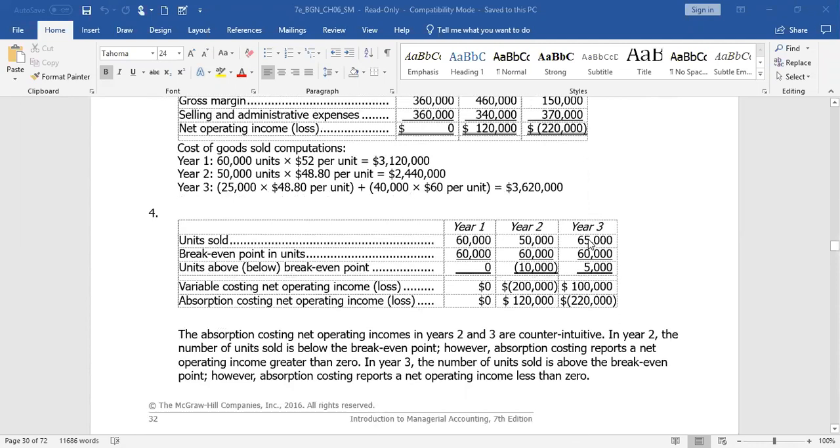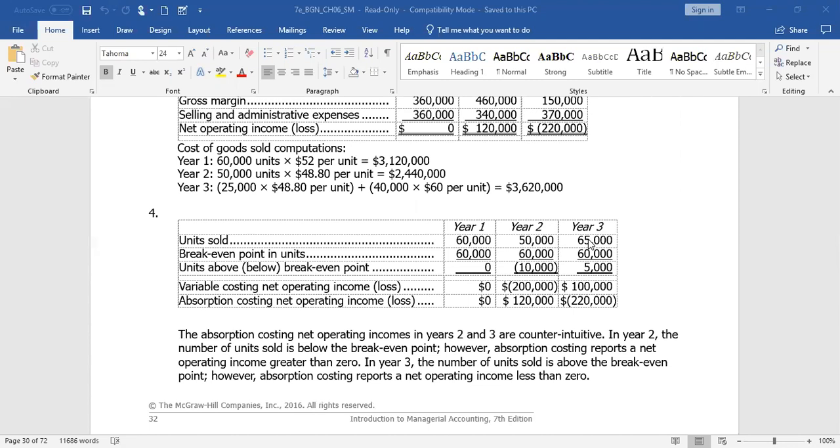Now in part 4, they say compare the net operating income figures that you just computed in requirements 2 and 3 to the break-even point that you computed in requirement 1. Which net operating income figures seem counterintuitive, and why? So in year 1, the break-even is 60,000. Okay, and we sold 60,000, so zero. In year 2, the units sold were 50,000. Break-even in units is 60,000, so 10,000 fewer were sold. And then in year 3, 5,000 more were sold than the break-even.